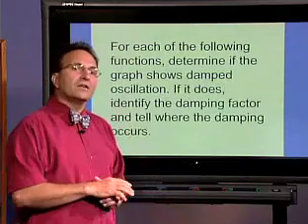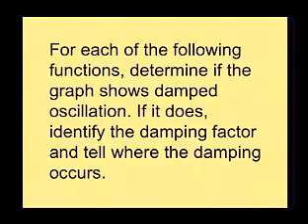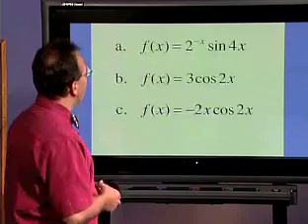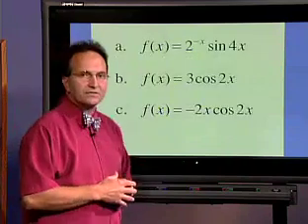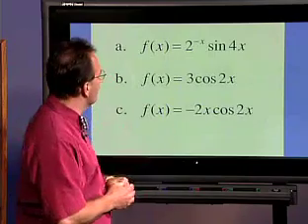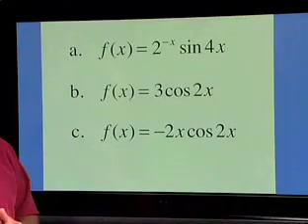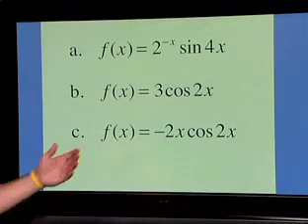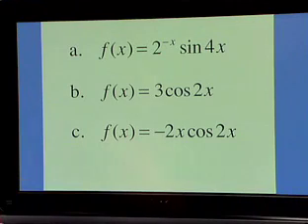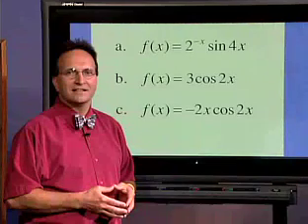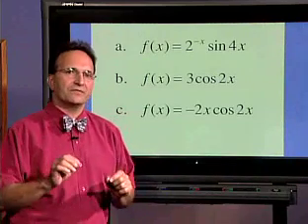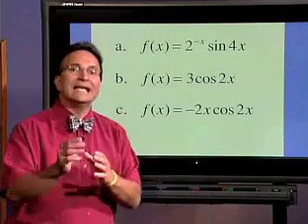For each of the following functions, determine if the graph shows damped oscillation. If it does, identify the damping factor and tell where the damping occurs. So we have f of x equals 2 to the negative x times sine 4x. Then we have f of x equals 3 times cosine 2x. And then finally we have f of x equals negative 2x cosine 2x. Let's take a look at each of these functions and their graphs individually.